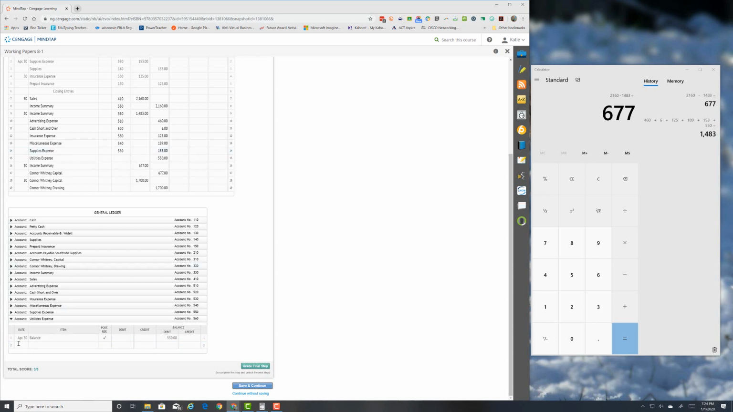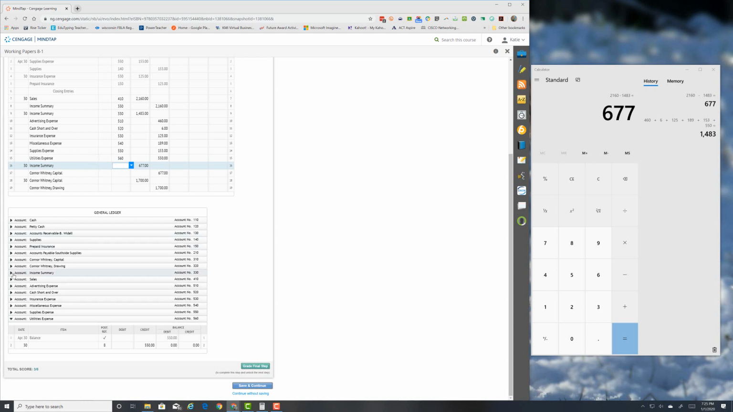My last expense right here is utilities expense. It is the 30th. The reference is 8. I'm crediting it $550. Now it has a 0 balance because that's the point. That's why we're closing it, to get it to 0. 560 goes back up here. So I just posted the E of my V, the closing entries, the expenses. Now I'm going to post the I, which stands for income summary.